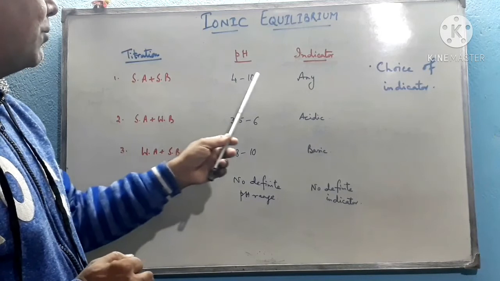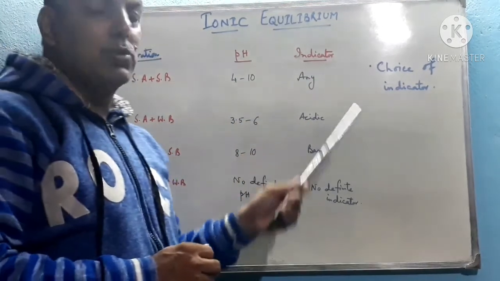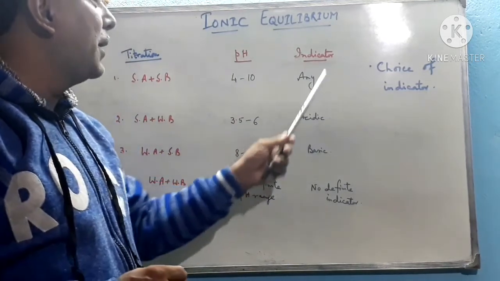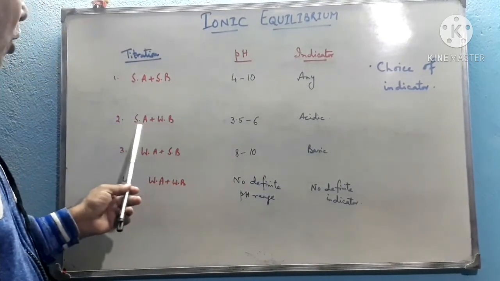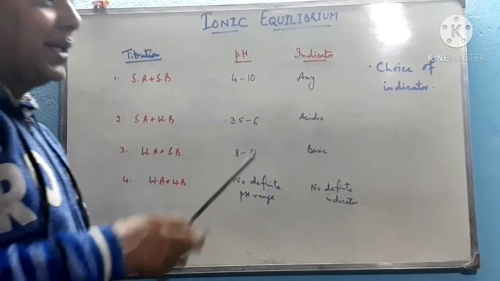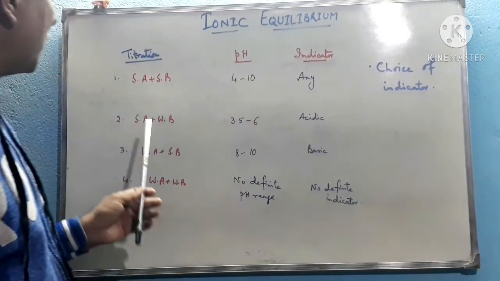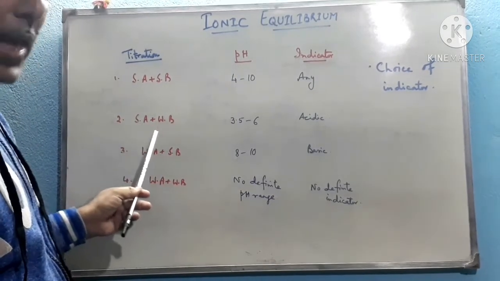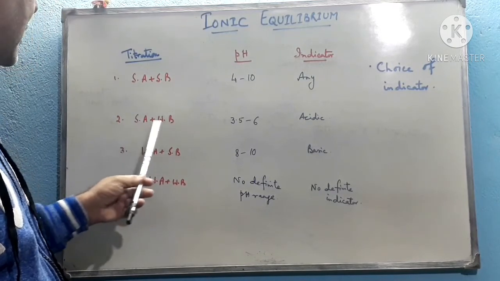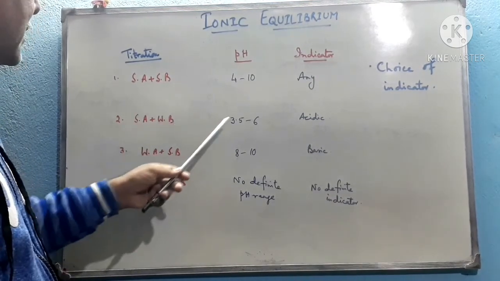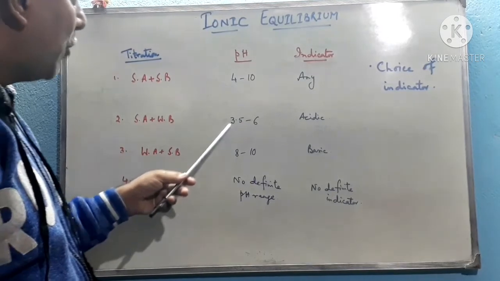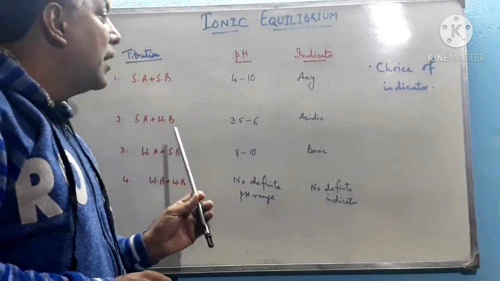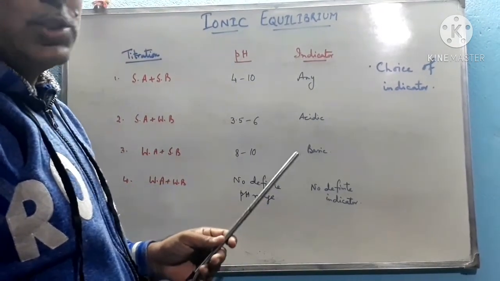So the range becomes pH 4 to 10. Any type of indicator can be used: methyl orange, methyl red, as well as phenolphthalein. So either acidic or basic, any type of indicator can be used here. But in the case of strong acid and weak base, as the solution is acidic and weak base is added dropwise, the acid strength decreases, from 3.5 to 6. Because the strong acid reacts with the weak base, the pH is less than 6, hence the range becomes 3.5 to 6. So an acidic indicator is used to indicate the endpoint. Acidic indicator means either methyl orange or methyl red.